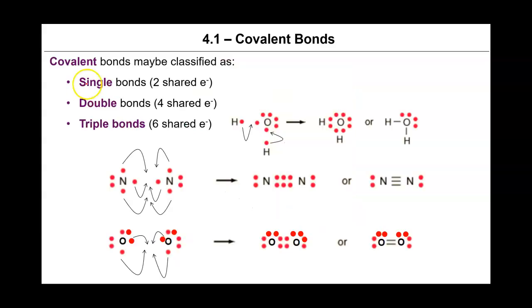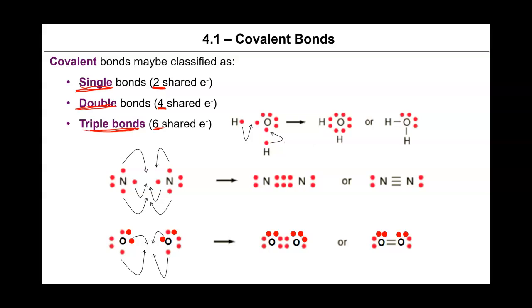I've already mentioned this term. When 2 atoms share 2 electrons, we form what is referred to as a single bond. But atoms can also share 4 electrons to form double bonds, or 6 electrons to form a triple bond. And it's important to recognize that the more electrons that are being shared, the stronger the bond is.